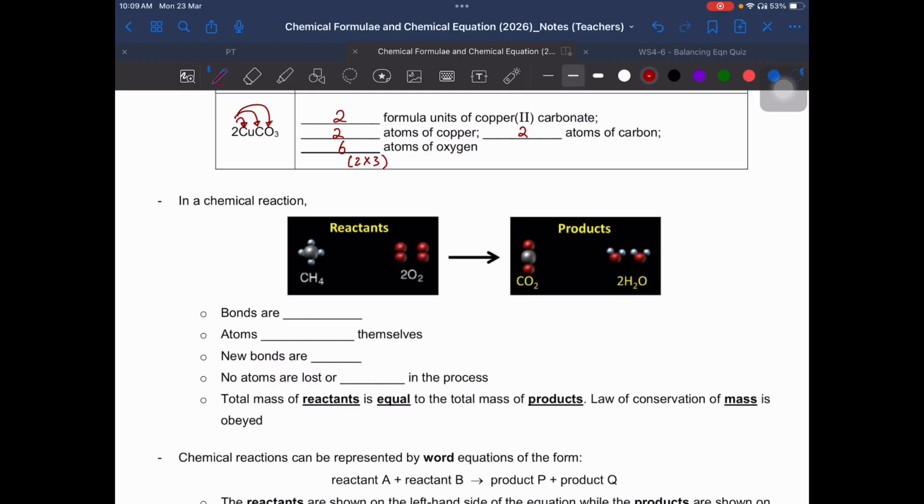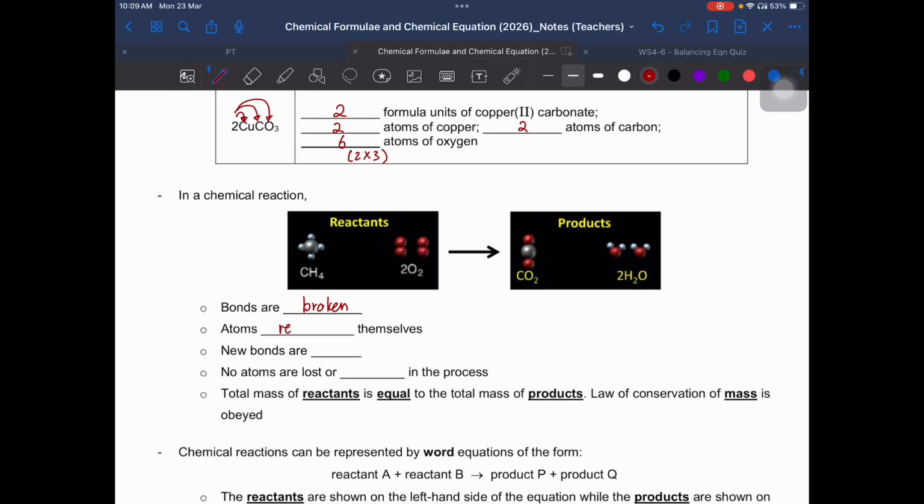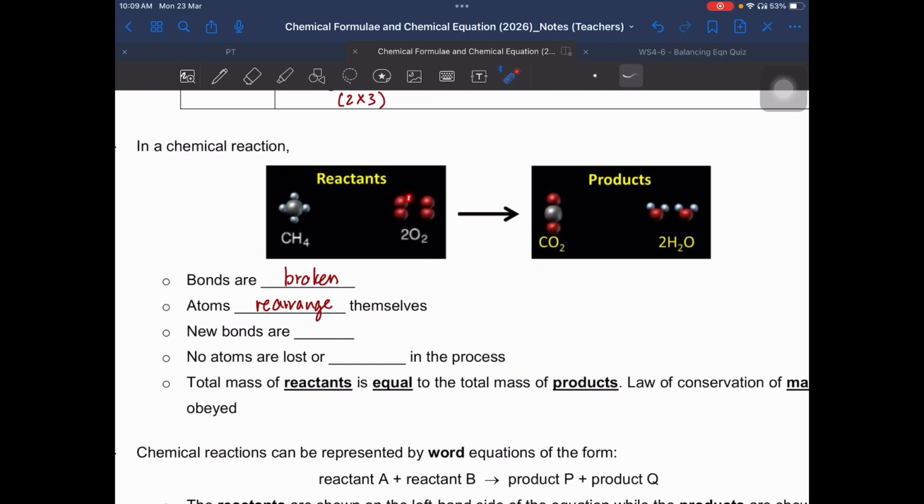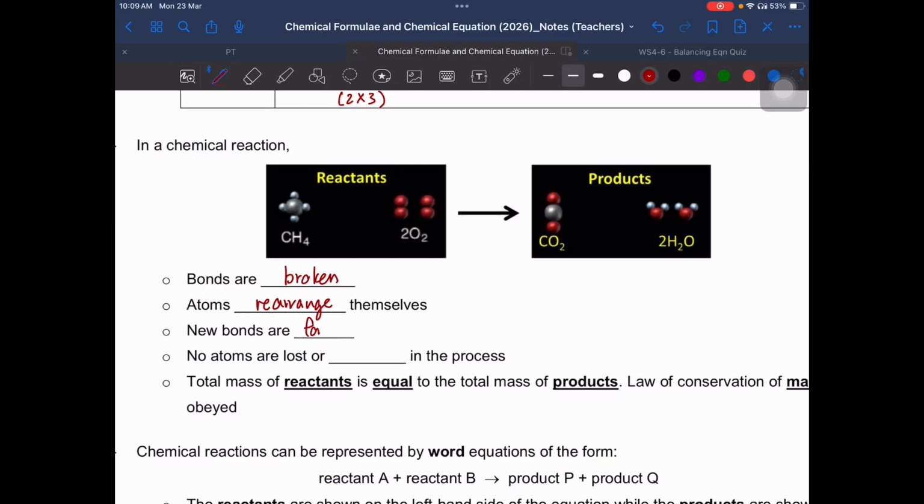So what happens in a chemical reaction, most of the time, is that bonds will be broken. Bonds broken means that you're actually splitting up the atoms from where they belong to each other. Then what happens next is that the atoms actually rearrange themselves. Now, if you look at the diagram on the screen, you realize that the red circles will now pair up with a white circle, and you see the different diagram on the right hand side in terms of the products. And this will mean that you form new bonds.